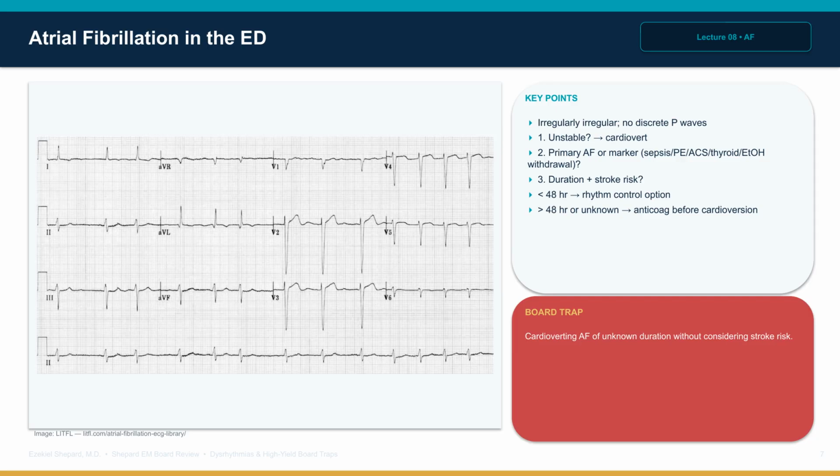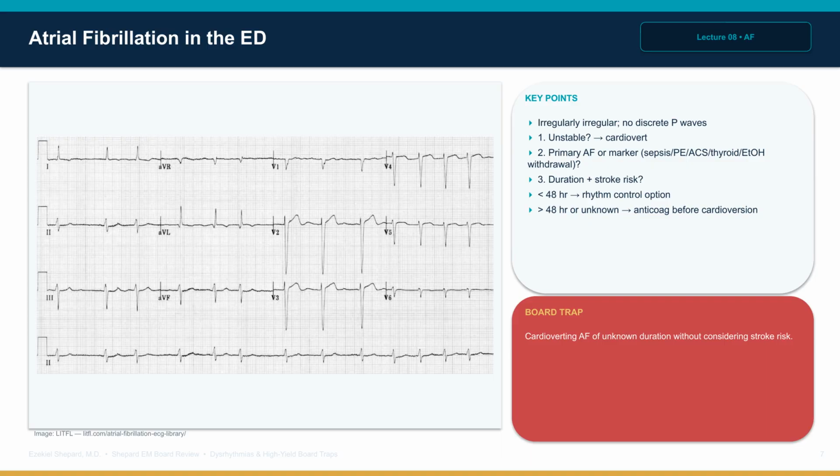Board Pearl, atrial fibrillation is the most common sustained dysrhythmia in adults. The most common underlying causes of new onset AFib tested on boards are hypertension, valvular disease, particularly mitral, hyperthyroidism, alcohol, the classic holiday heart, pulmonary embolism, sepsis, and acute coronary syndrome. Whenever new AFib shows up, screen TSH and consider PE, especially if hypoxia or pleuritic chest pain is present.